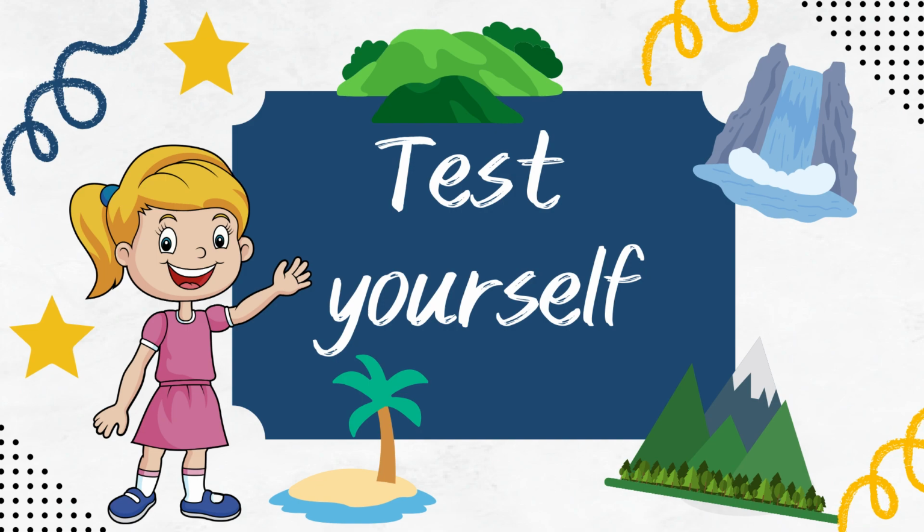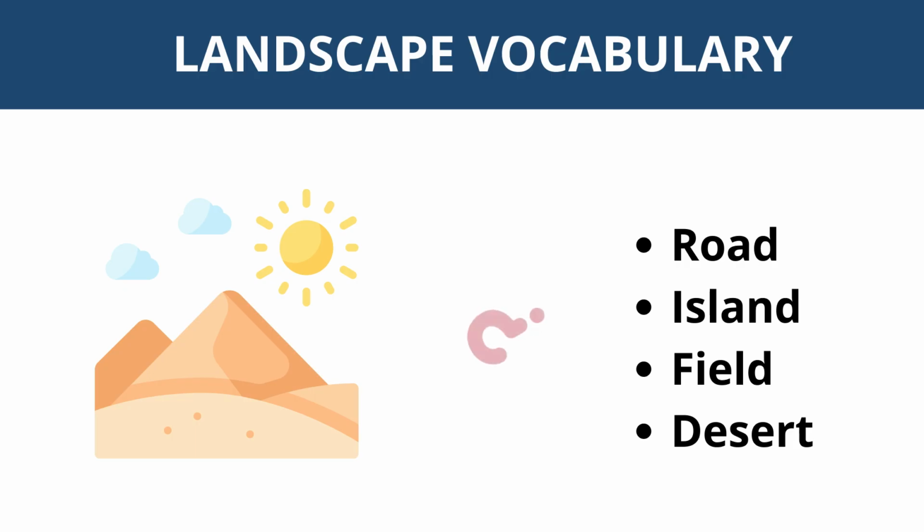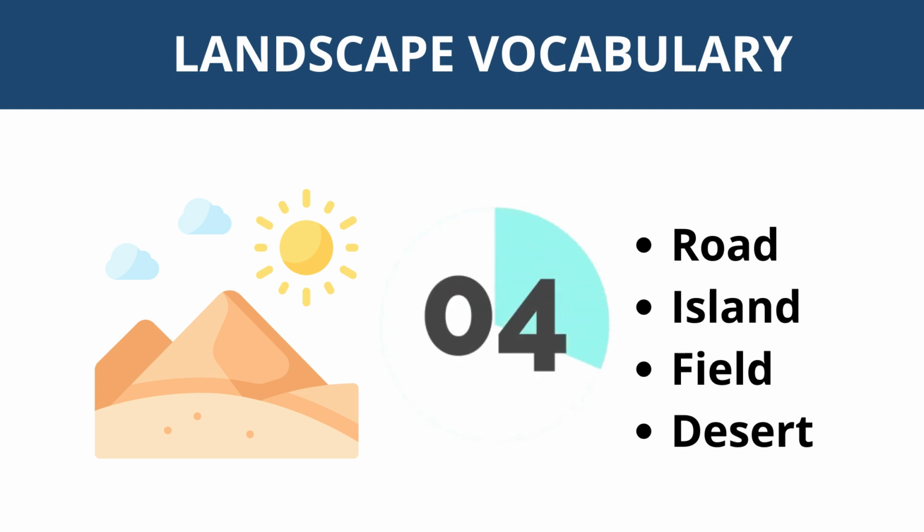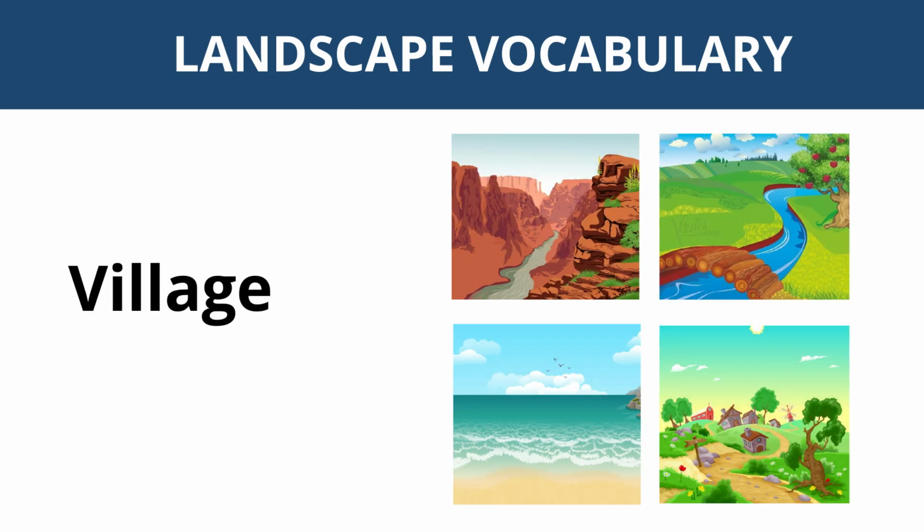Test yourself. What is the picture of? Road, island, field, desert. Desert. Which picture shows a village?